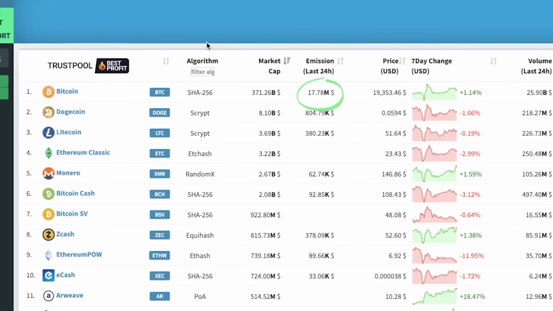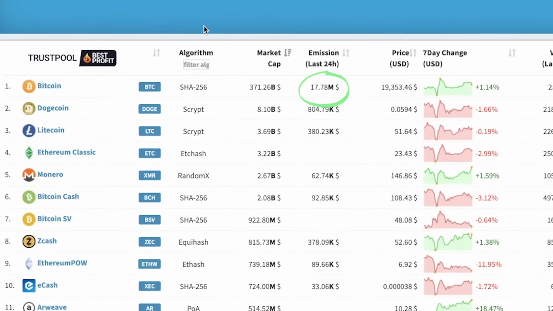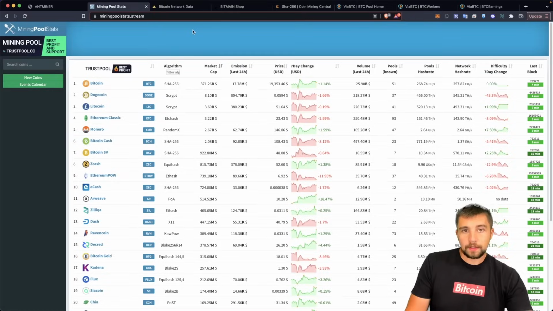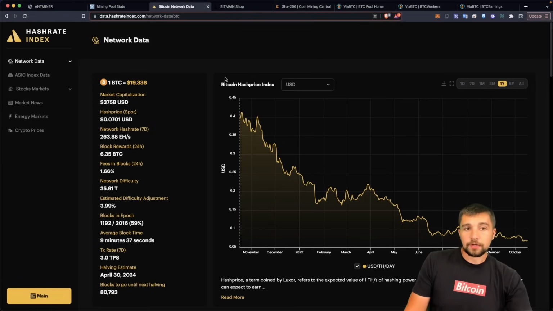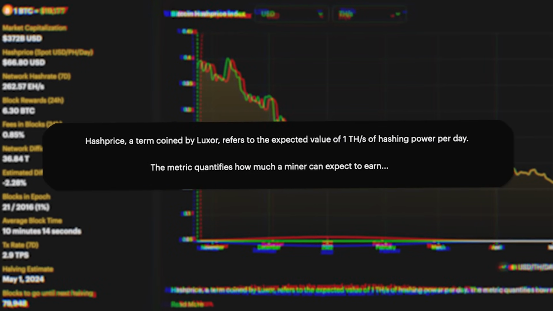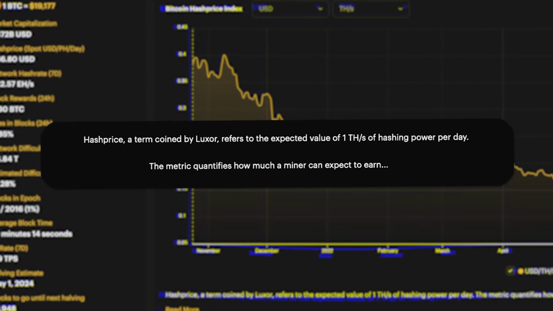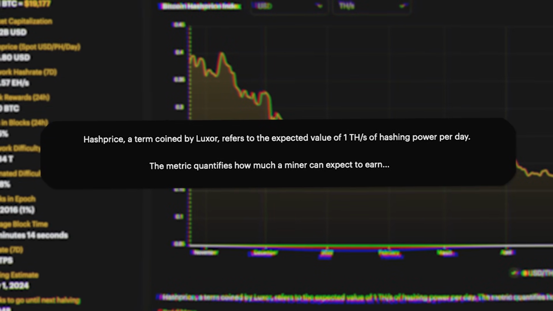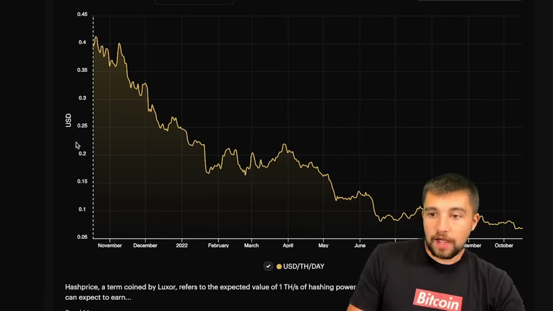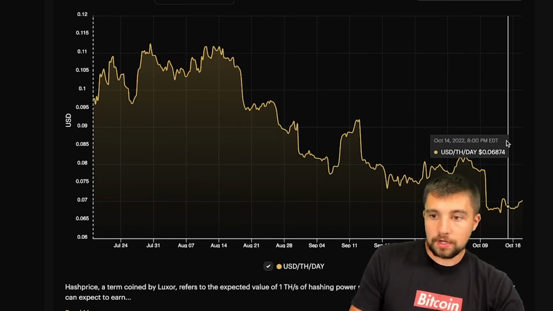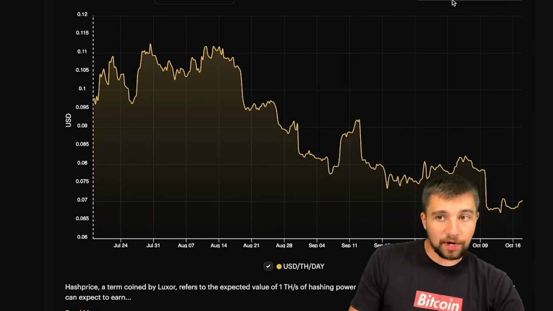The last 24 hours, $18 million have been emitted on Bitcoin. So that's a lot of money. Looking at hash price, which is a term that is basically the expected value of 1 terahash a second of hashing power per day. It's how much your miner's supposed to earn, right? Hash price is pretty much at an all-time low. It technically hit an all-time low a couple weeks ago, but I think it's going to be on track to hit a new all-time low.